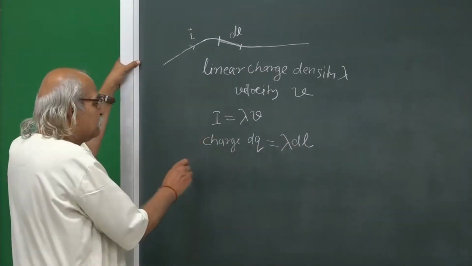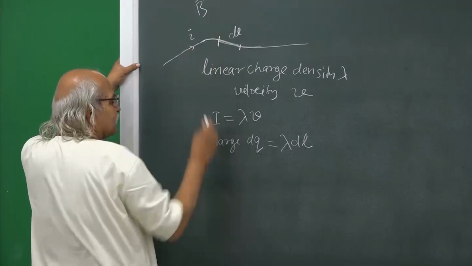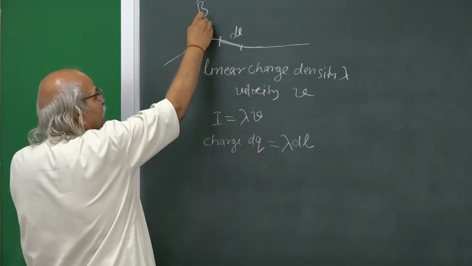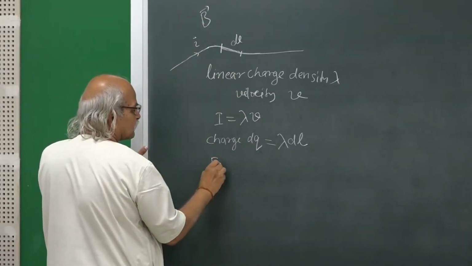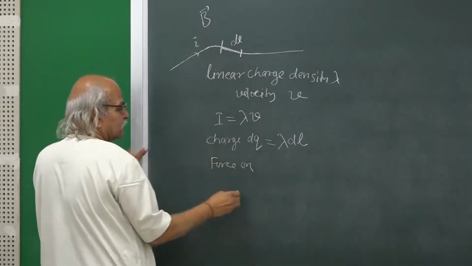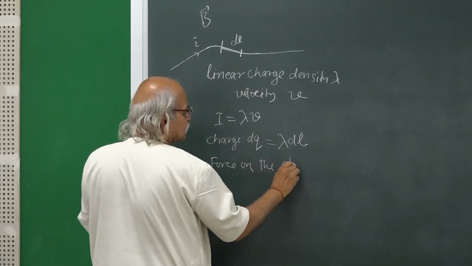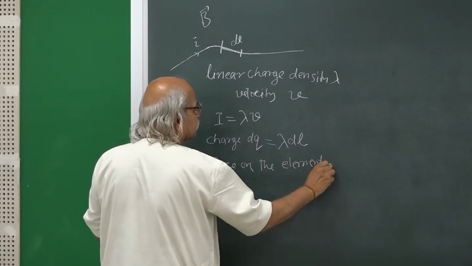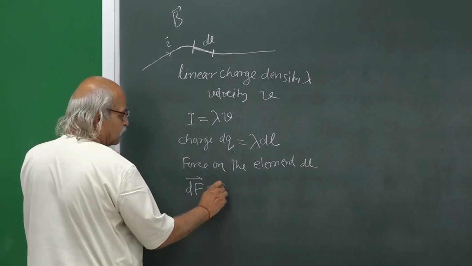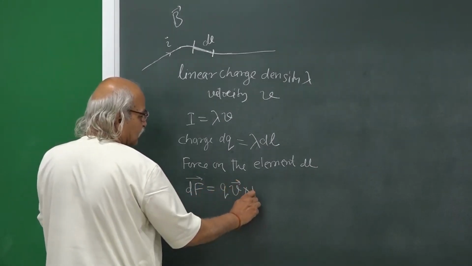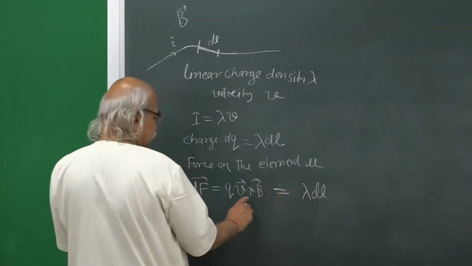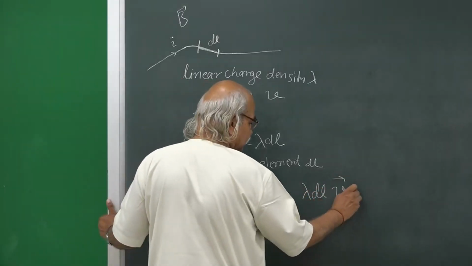Now, if there is a magnetic field B that exists here, then the charges are moving, and because of that you will have a force. So, the force on this much charge, on the element dl, is dF equal to charge times v cross B, and that charge is lambda times dl, and then v cross B.